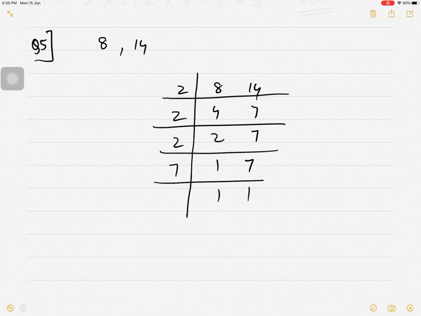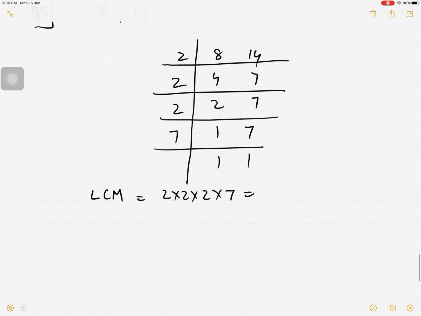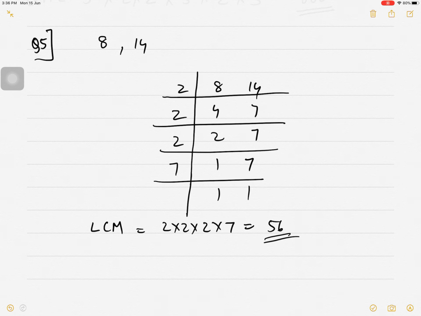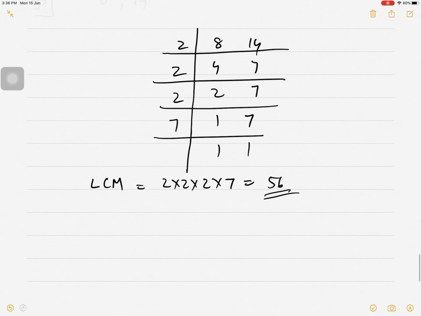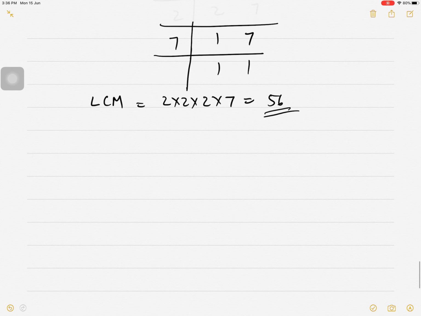So LCM will be 2 into 2 into 2 into 7. So what you have computed is the LCM. When you calculate this, you will get 56. So this is the division method. I'll recommend you to calculate in the division method. Let's solve the next question.